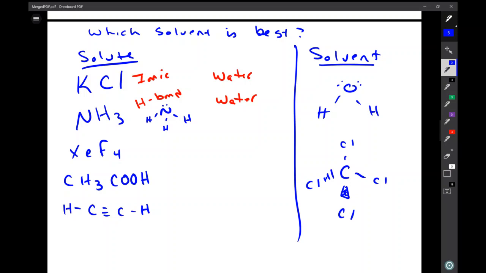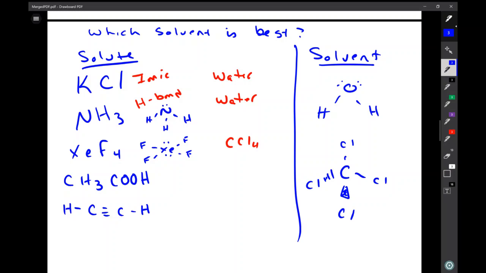Alright, XeF4, what do you think? Yeah, that'd be CCl4. And you want to look at the shape there. So xenon, there's your 4 Fs. Alright, does that look polar? Nah, it doesn't look polar. That's covalent bonding too. Yeah, CCl4. There you go.